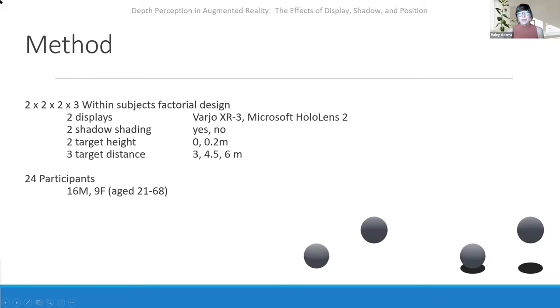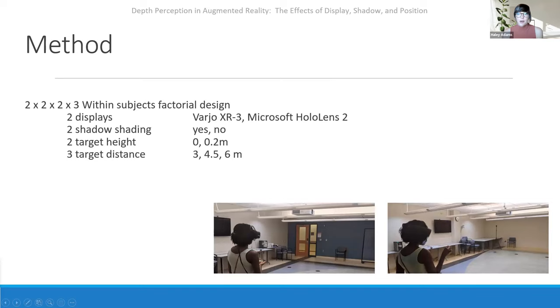So to address our hypotheses, we utilized a within-subject factorial design with display, shadow, target height, and target distance as factors. Distance judgments were obtained through an absolute measure of distance perception, verbal report, and targets were presented at 3, 4.5, and 6 meters. It was a 2 by 2 by 2 by 3 within-subject design for display, shadow, target height, and target distance, respectively. We reduced potential learning effects between display conditions by moving participants to the opposite side of the room for the second part of the study.